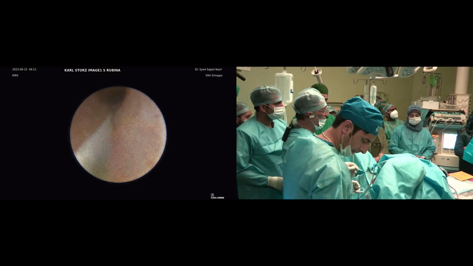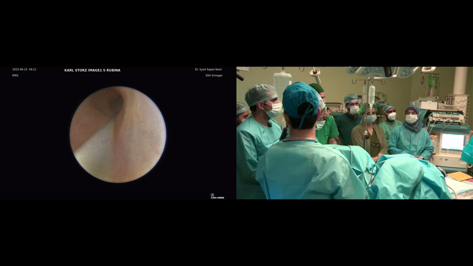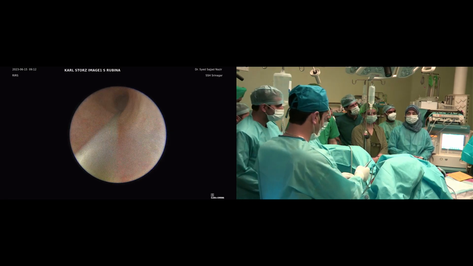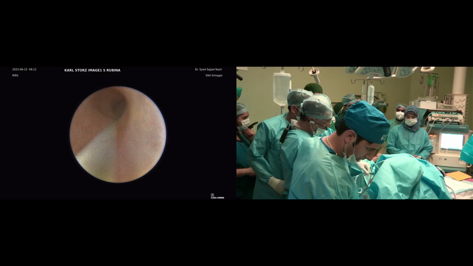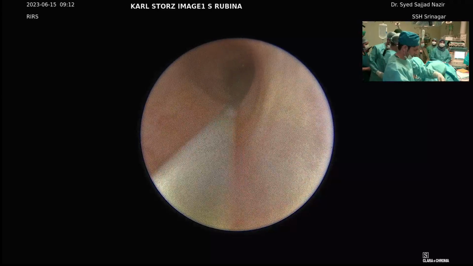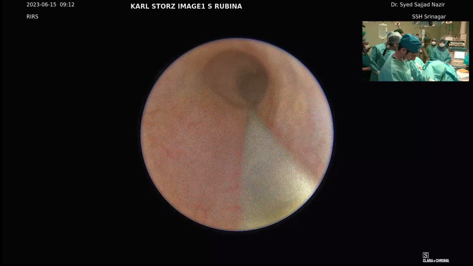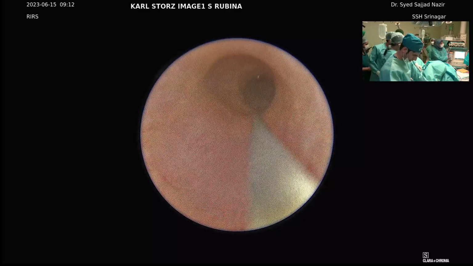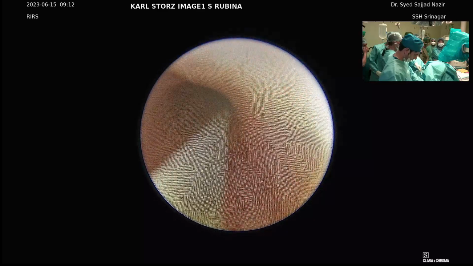Do you always go with flexible? No, I always go with the flexible. Because what is happening, this is a PUJ, so this is a fixed. The PUJ is fixed and you have another fixation at the UVJ. So if anything goes wrong, if you push or you go to the right and left deviation of the ureteroscope, your ureter will be avulsed.